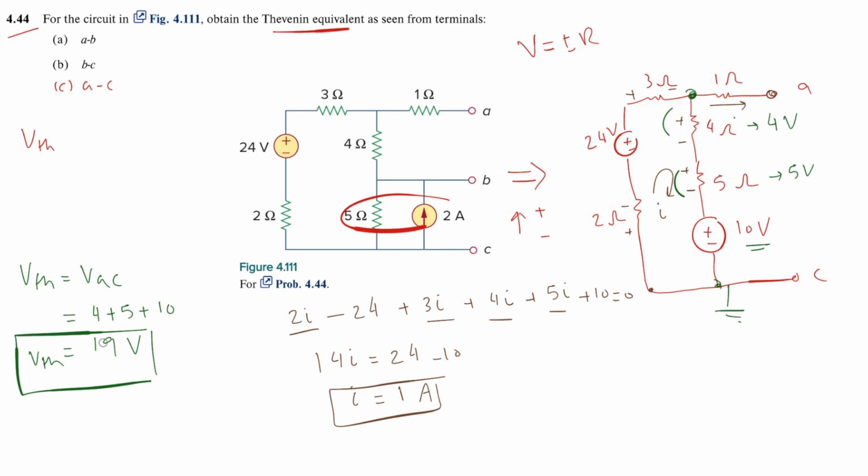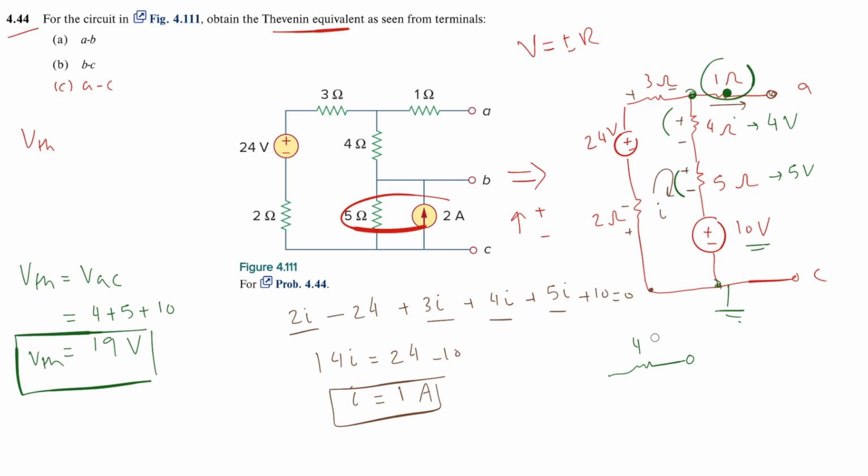I hope this helps. So what did we do? We found our RThevenin first, and then for VThevenin, we did source transformation, and then we got the voltage across VAC. So why didn't we count this voltage here? Because there's no current, right? So there's no voltage drop across the 1 ohm resistor. So what do you see when you look from A and C? You just see these voltages.